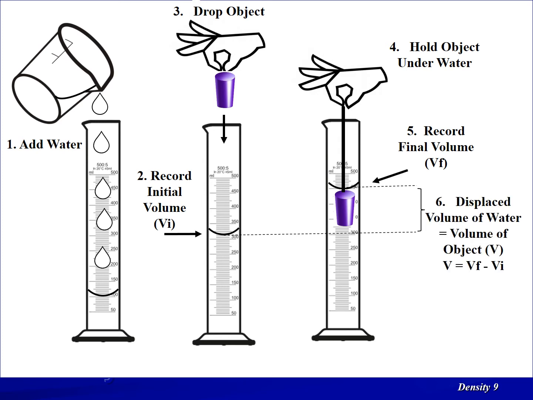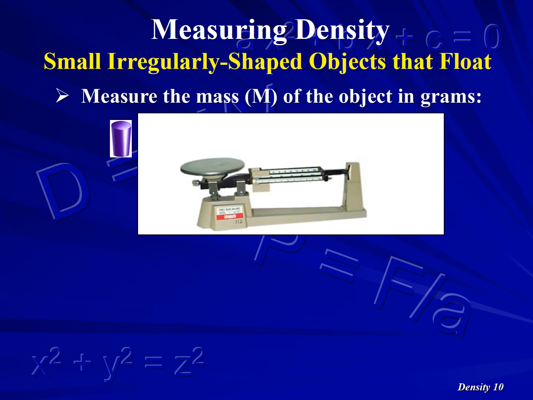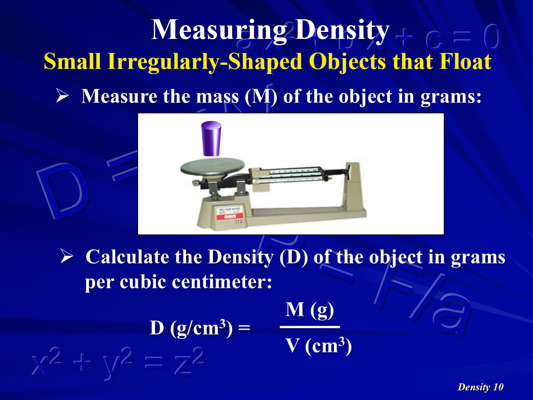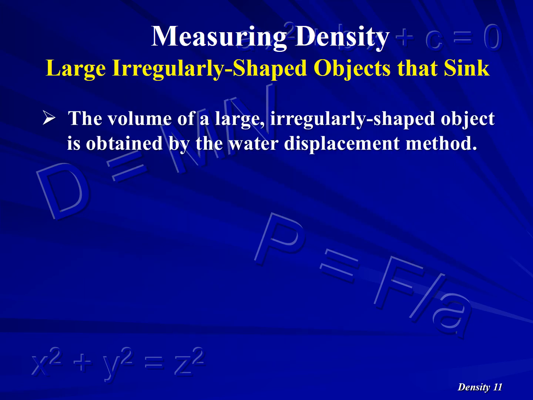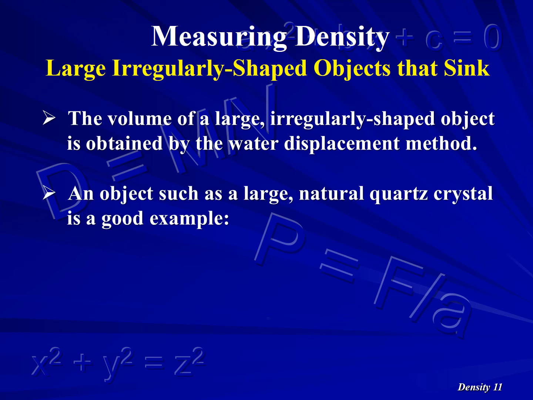The displaced volume of water is equal to the volume of the object V, which equals Vf minus Vi. Measure the mass, m, of the object in grams using the triple beam balance. Calculate the density, d, of the object by dividing the mass, m, in grams by the volume, V, in cubic centimeters. The volume of a large, irregularly shaped object is obtained by a similar water displacement method.